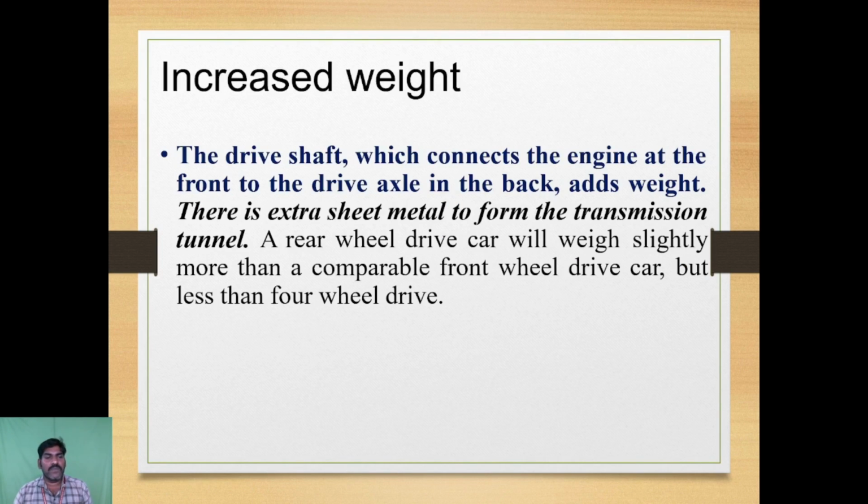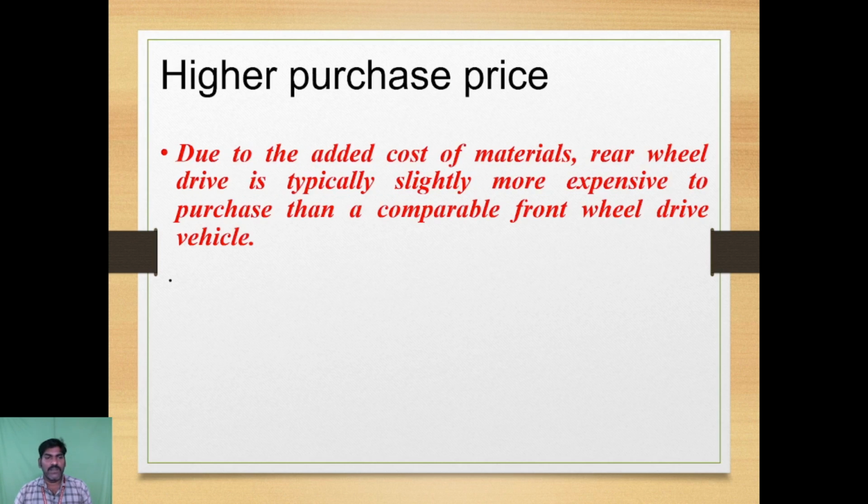Increased weight. The drive shaft, which connects the engine at the front to the drive axle in the back, adds weight. There is extra sheet metal to form the transmission tunnel. A rear wheel drive car will weigh slightly more than a comparable front wheel drive car, but less than four wheel drive. Higher purchase price due to the added cost of materials.